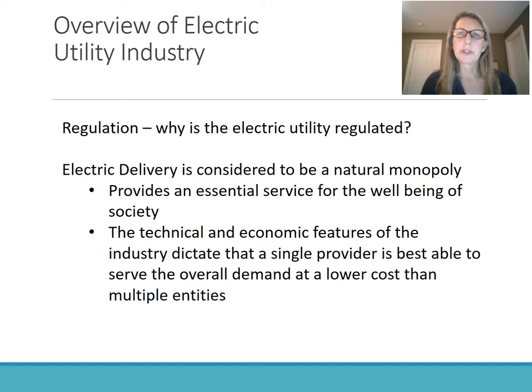Now, we've mentioned before that the electric utility industry is regulated, and our regulator here in New York State is the New York State Public Service Commission. But why is an electric utility regulated? Well, the electric delivery is considered to be a natural monopoly, right? It provides an essential service for the well-being of society. The technical and economic features of the industry dictate that a single provider is best able to serve the overall demand at a lower cost than multiple entities. Just think about it. If there are multiple electric utilities within your neighborhood, and you had multiple electric distribution companies servicing you, you had multiple sets of distribution lines crisscrossing your neighborhood, you had multiple meter readers, multiple servicemen, imagine how costly and how confusing that would be.